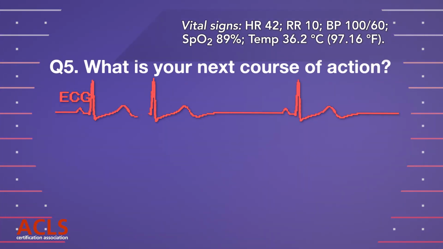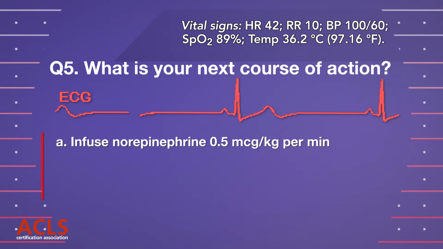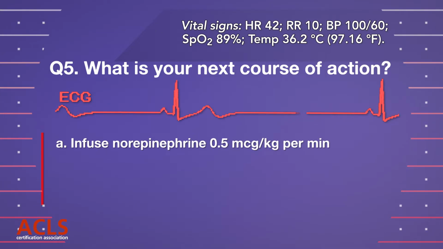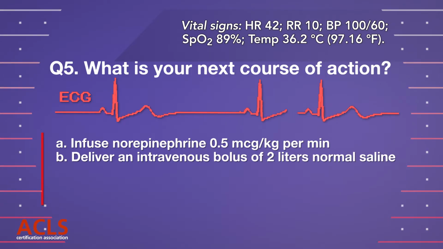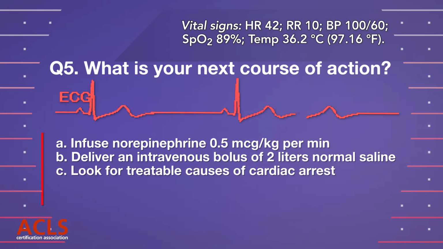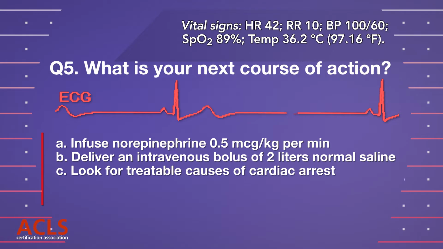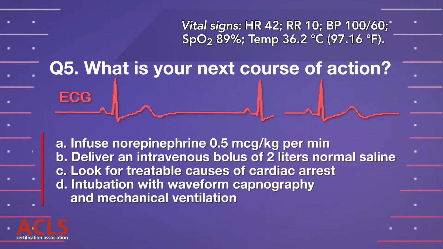Question 5. What is your next course of action? A. Infuse norepinephrine, 0.5 micrograms per kilogram per minute. B. An intravenous bolus of 2 liters normal saline. C. Look for treatable causes of cardiac arrest. D. Intubation with waveform capnography and mechanical ventilation.